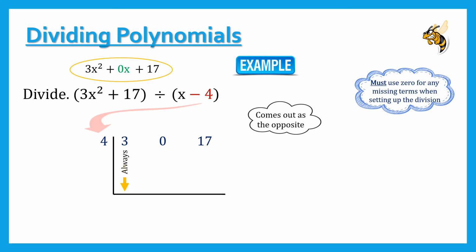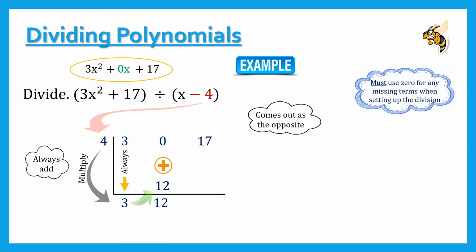The 3 comes down, the first one always comes down. Then we're going to take the outside and multiply the bottom. So it's going to be 4 times 3 is 12, and that result goes inside. Remember, we're always adding. So it's going to be 0 plus 12, which is equal to 12. That goes in the bottom.